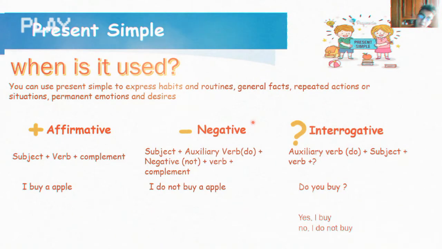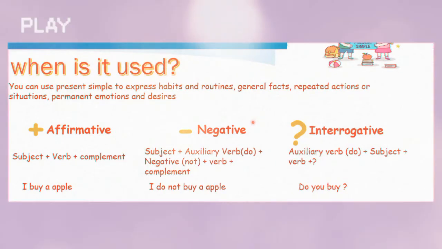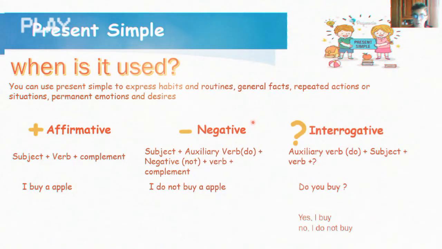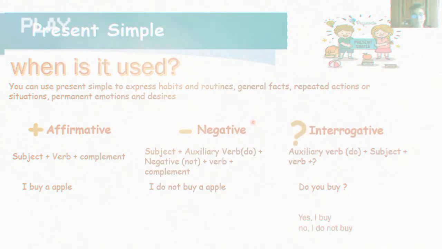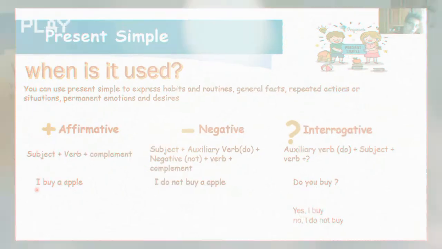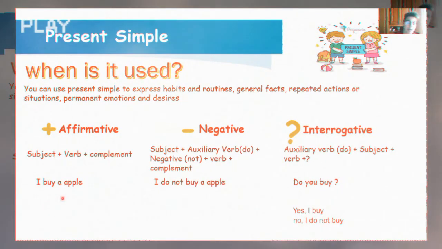In all of the tenses, we are going to explain the affirmative, negative, and interrogative forms, because in all cases you have to know how to say it in affirmative, negative, and how to make a question. In this case, affirmative is the subject, the verb, and the complement. The subject, I, the verb buy, and the complement, an apple.